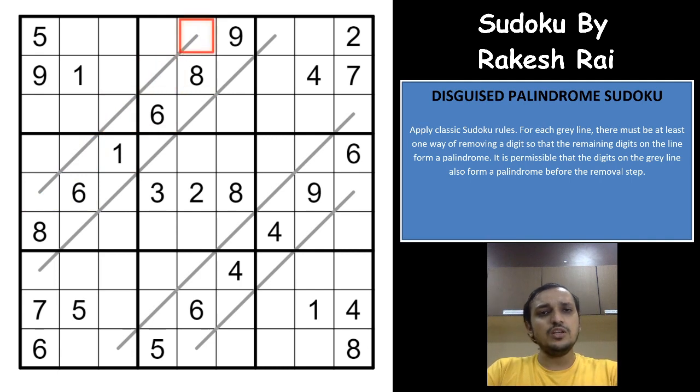You have to be able to remove a cell in such a way that after removing the cell, you will still be able to read the palindrome, or the line is still adhering to the palindrome rules. And it is permissible that the digits on the gray line also form a palindrome without removing the cell. So every line has exactly one disguised cell or a liar cell that has to be removed to form a palindrome. And with that, we'll start solving this Sudoku.